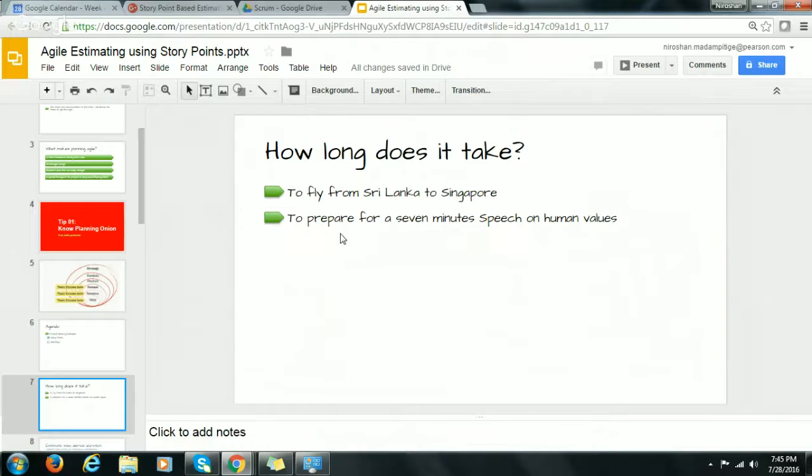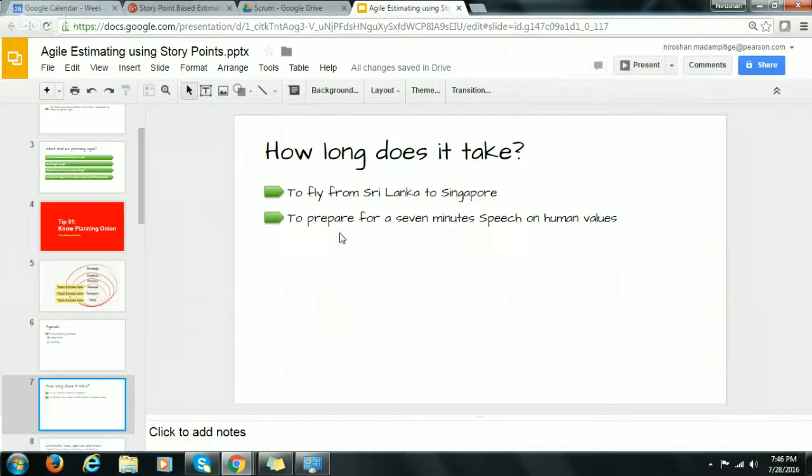In the Agile world, we try to do it in a relative manner. We don't try to bind a particular measure with that. So what we do is we say, okay, let me do it relatively. For example, for the first task, to fly from Sri Lanka to Singapore, since I know the process, since I know the people who have visited or gone there, even though I haven't gone, I could simply say 8.